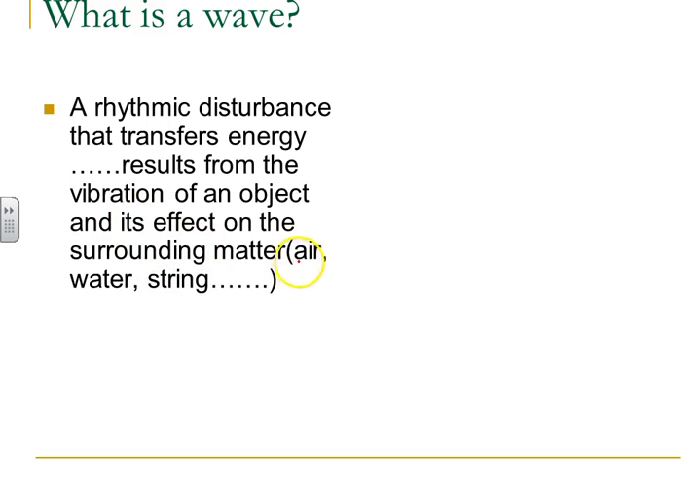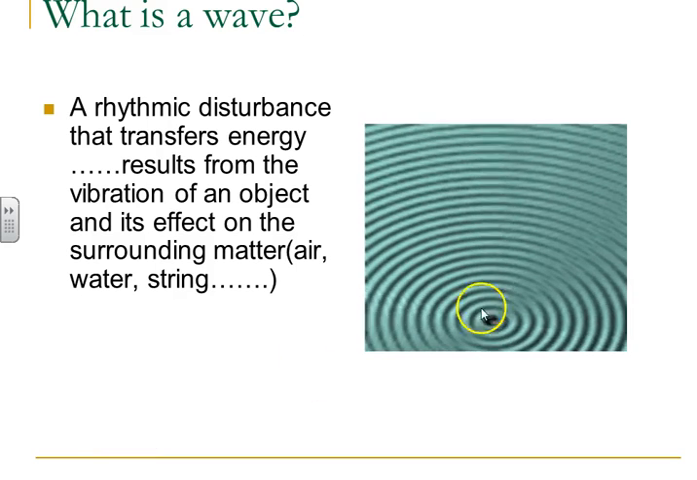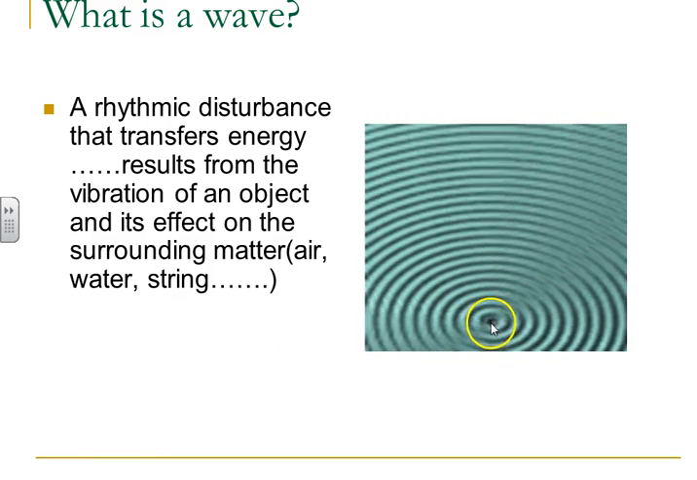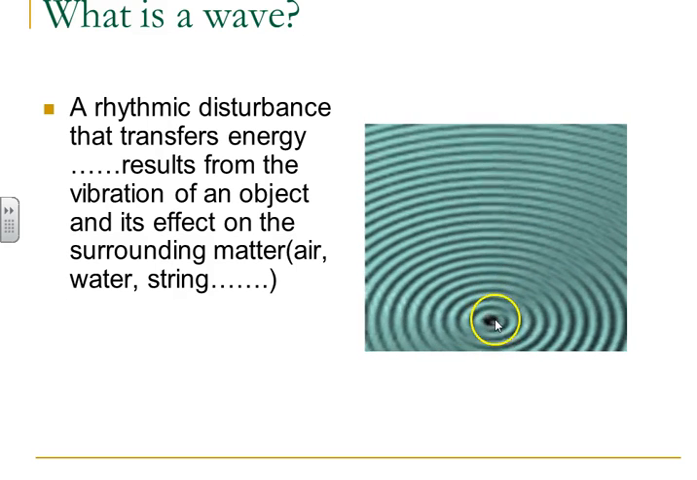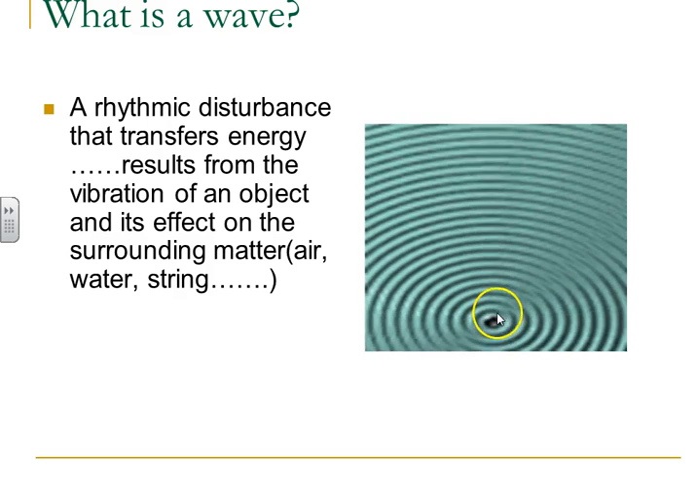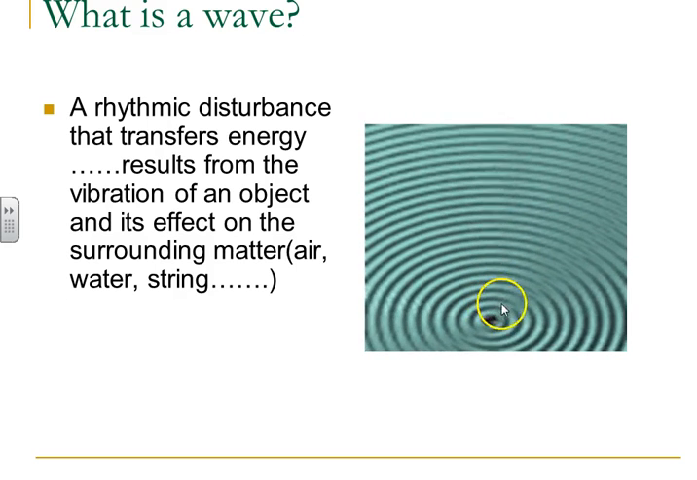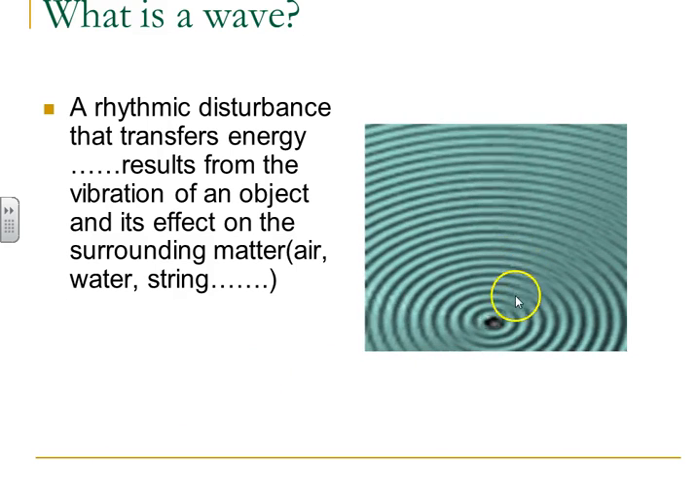That matter could be air, it could be water, it could be a string on a violin, it could be my vocal cords vibrating. And so we end up with this. For instance, we have an object here, a sphere rotating and vibrating in some water, and as it vibrates, it's disturbing the water, and the water disturbances move out away from the center, creating these circular waves.